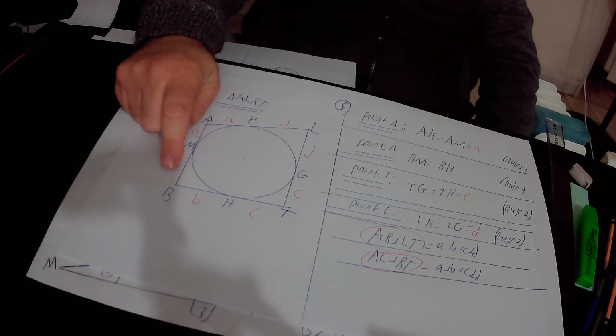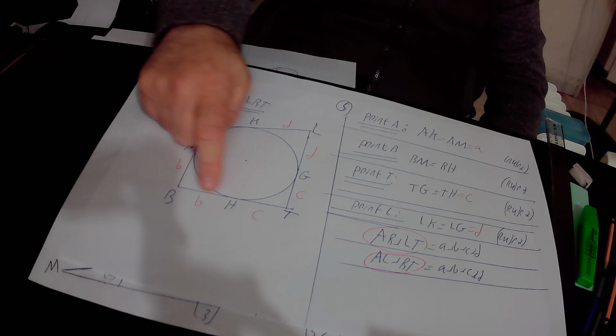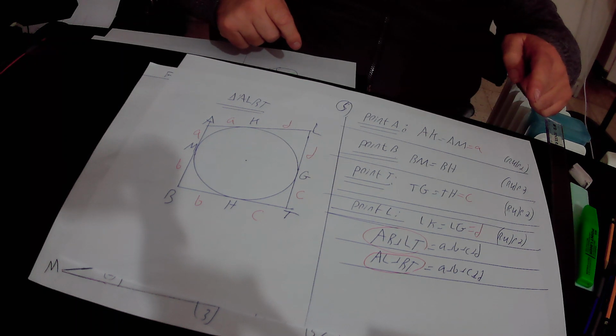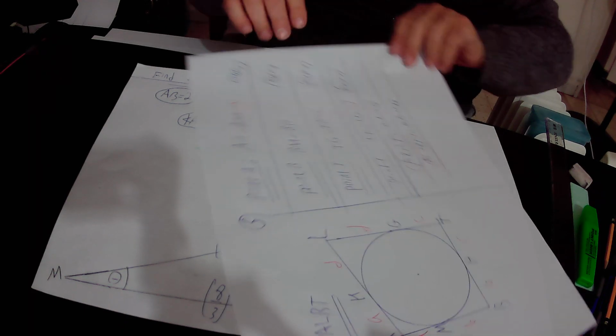Then we focus on the common external point B. From the common external point B, we have two tangents to the circle, tangent BM and tangent BH. And according to rule 2, they are equal to each other. That is to say, BM equals BH.